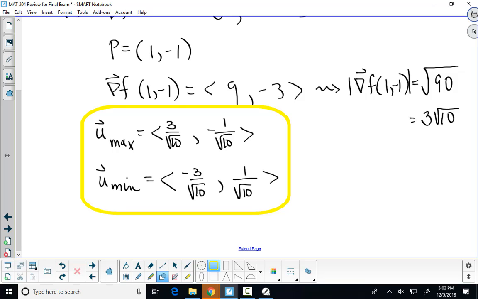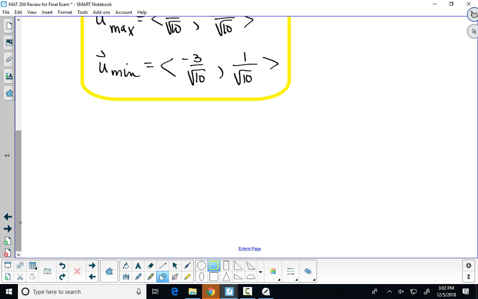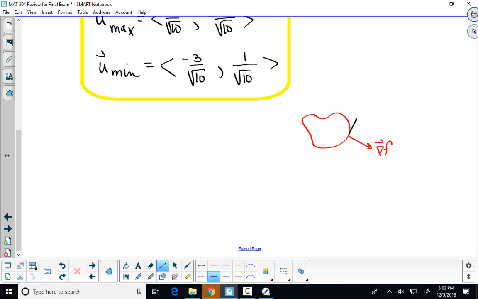Level curves are curves of constant function value. So if we imagine a level curve right there, suppose that's a level curve. If the gradient is pointing perpendicular, that means that in the direction of the level curve, so parallel to the level curve, that is going to be the direction of no change. Because that's what a level curve is. It's a curve of constant function value.